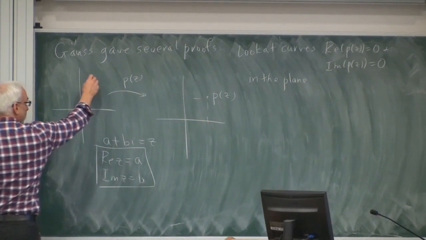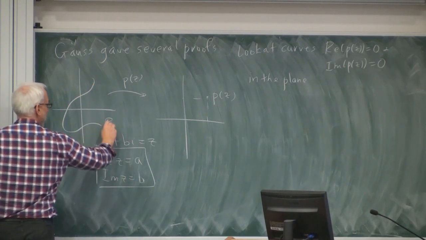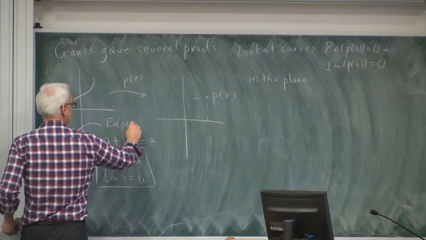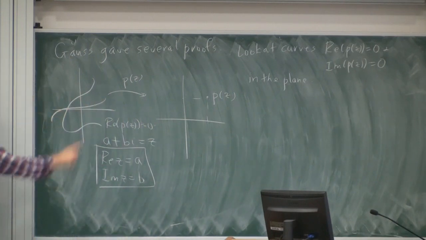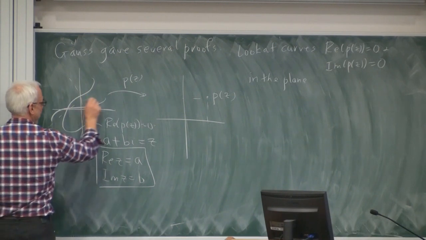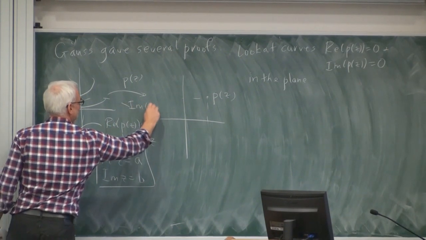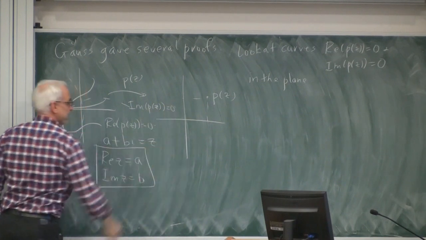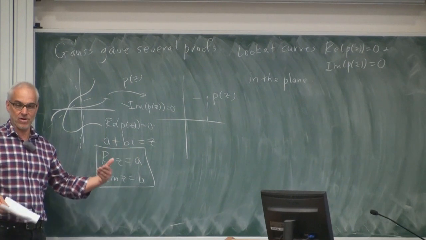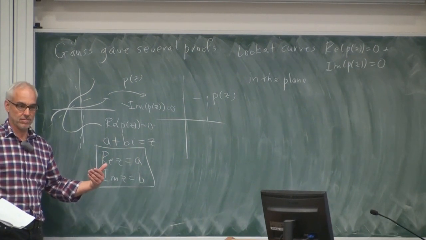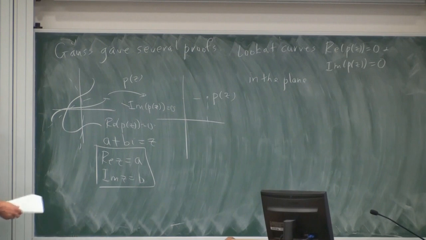So there are curves over here. Maybe one of them is where the real part of P of z equals 0. There might be quite a lot of them. And then there are some imaginary ones, where the imaginary part of P of z equals 0. The point is, if you have a polynomial, you can expand it out and rewrite in terms of a and b what the real and the imaginary parts of that polynomial are. So you can describe those curves. You can write down equations for those curves.